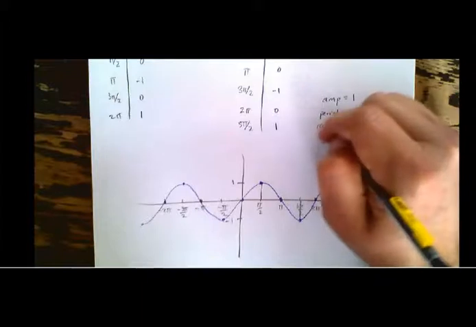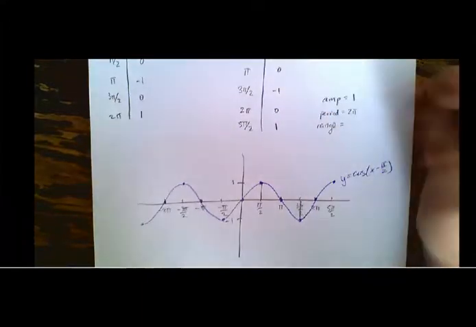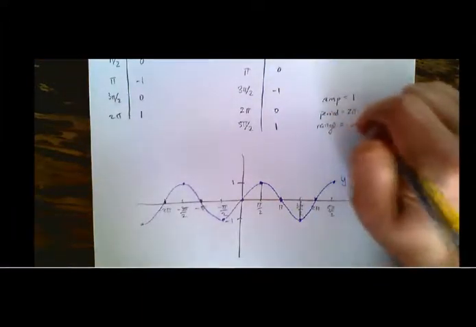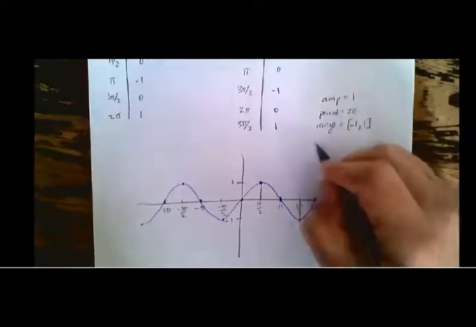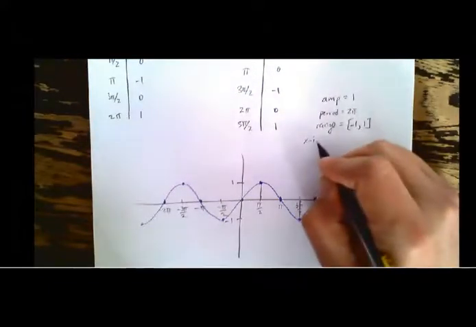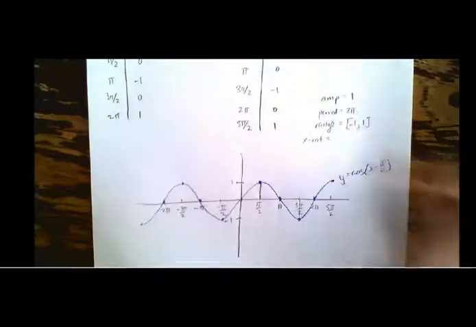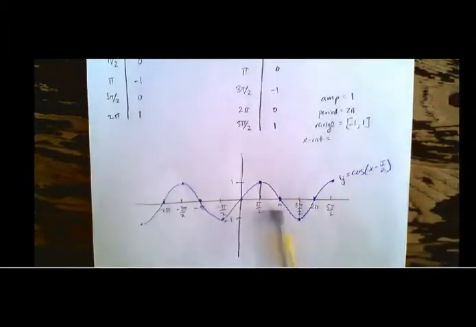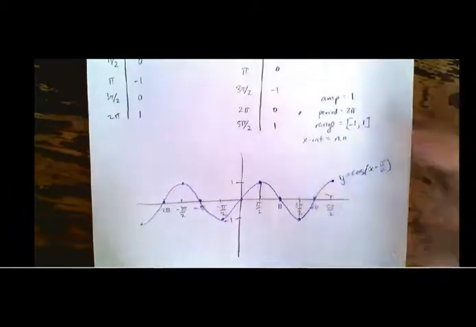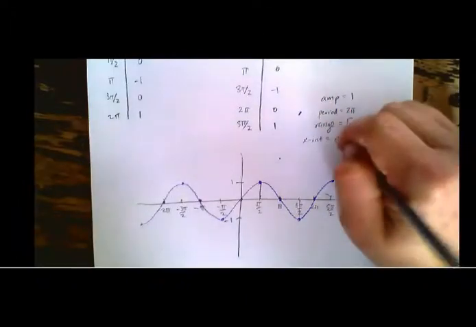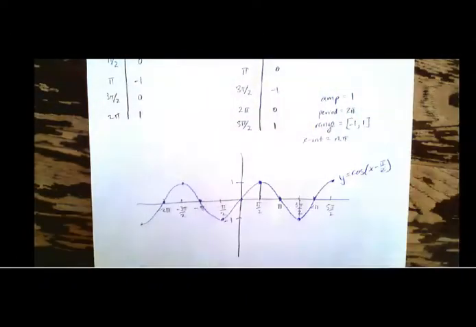Our range is -1 to 1. And our x-intercepts are those of sine. So you can see here 0, 1 pi, 2 pi, 3 pi, so n pi. Okay.